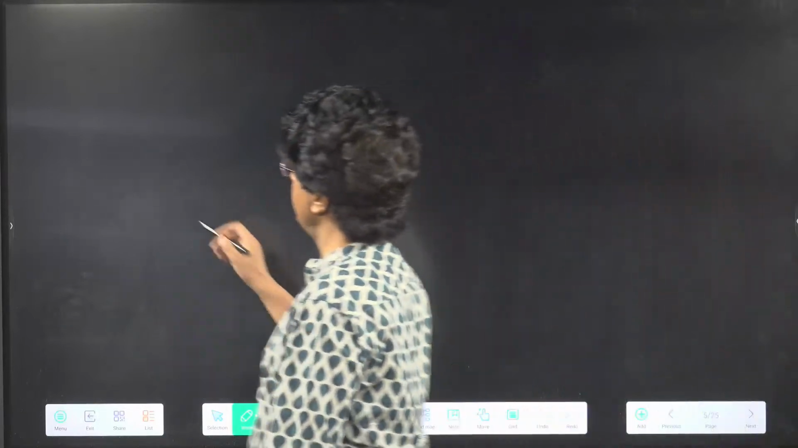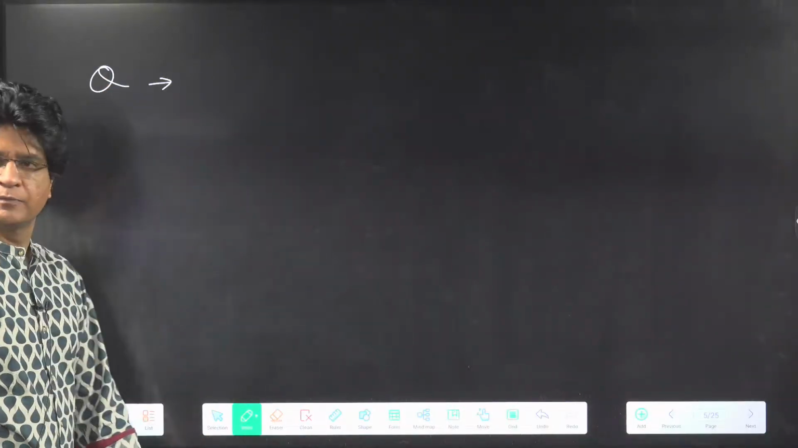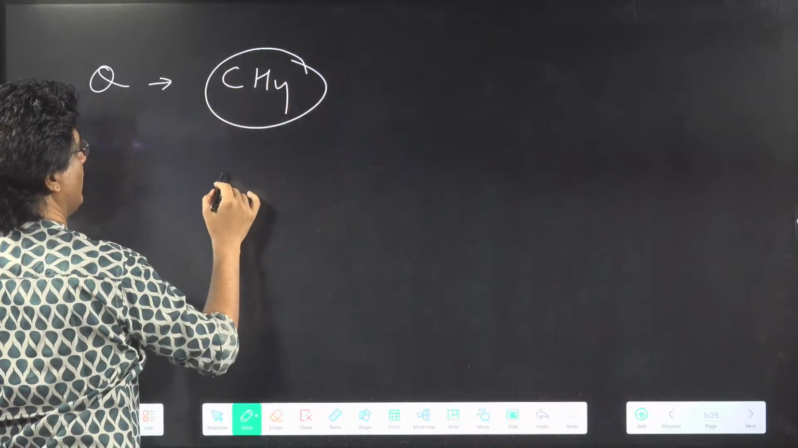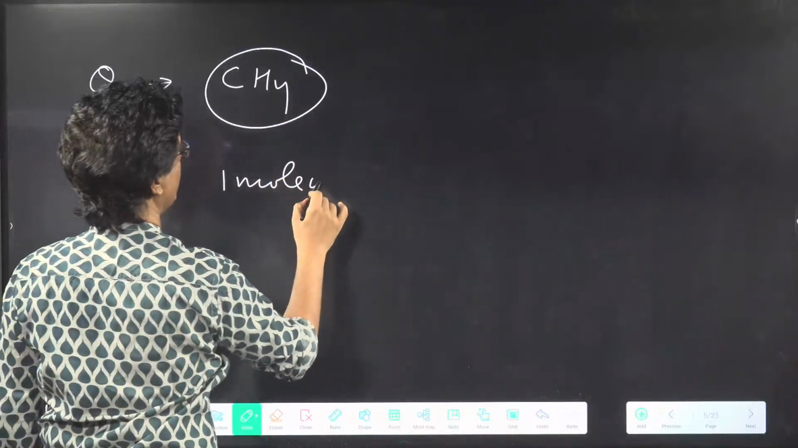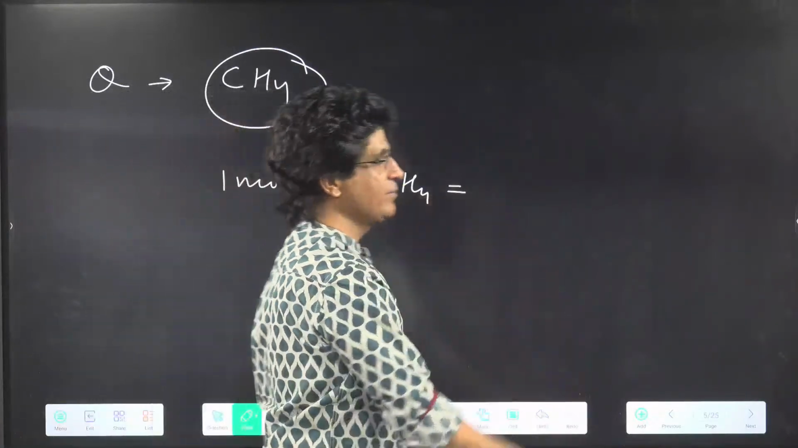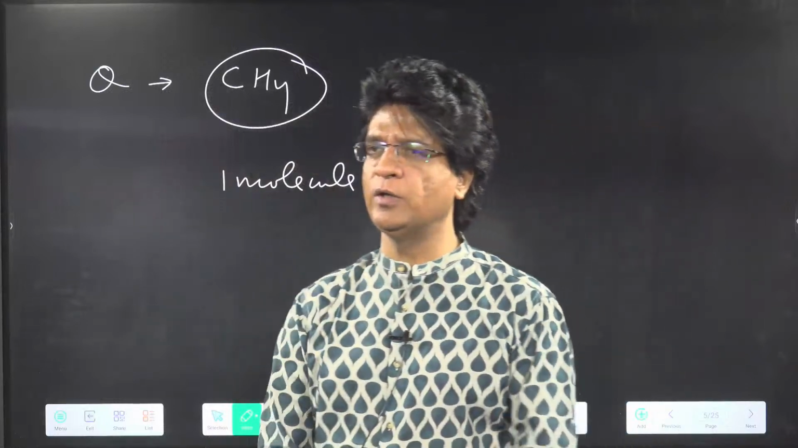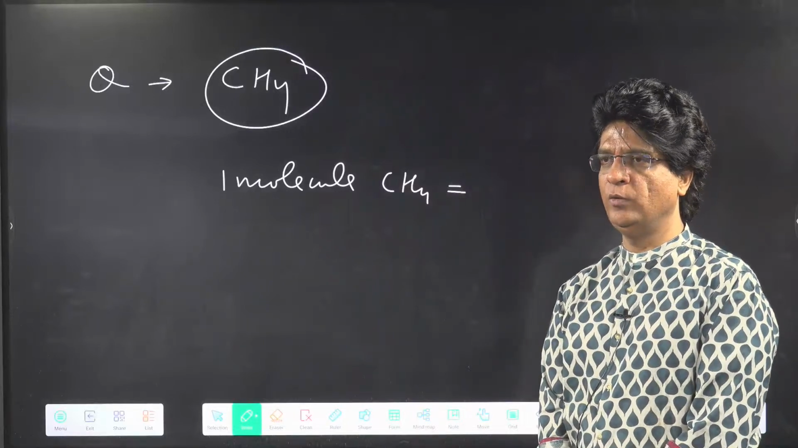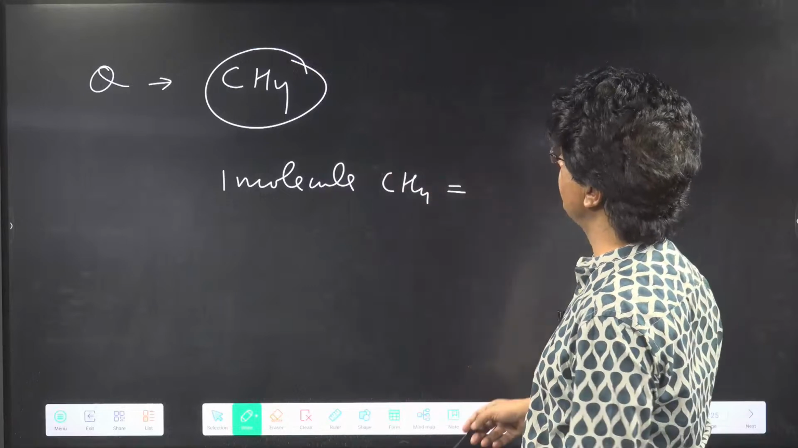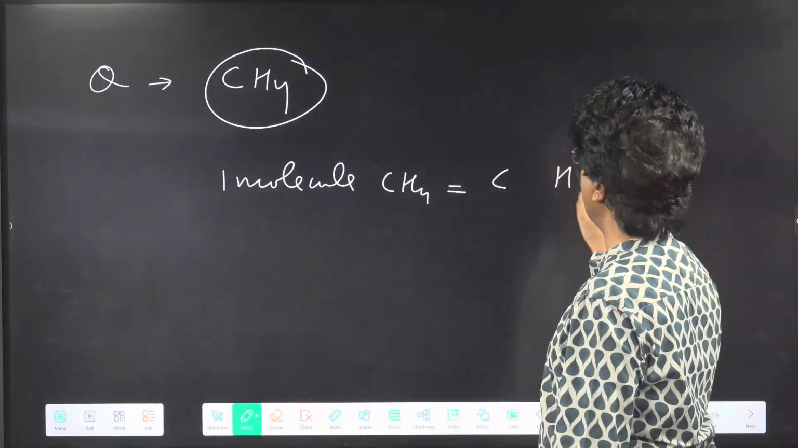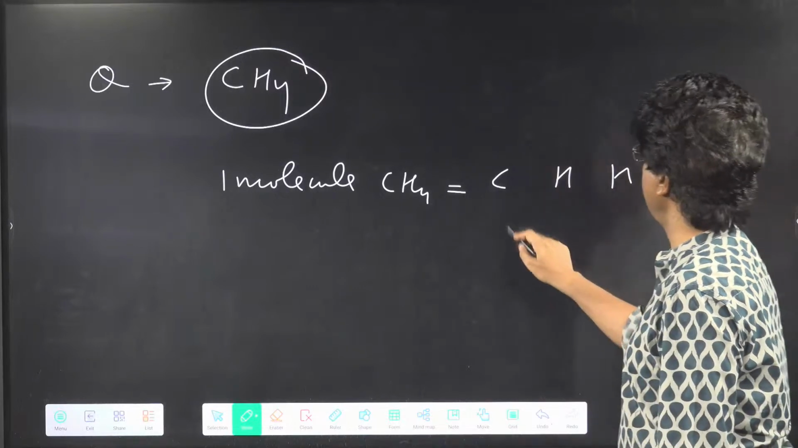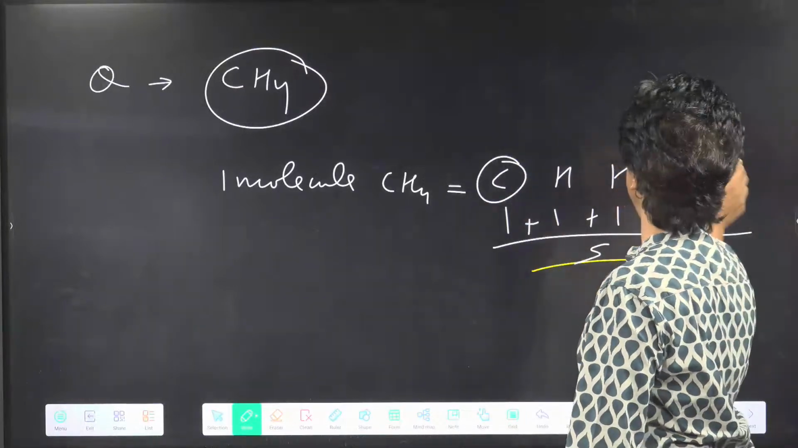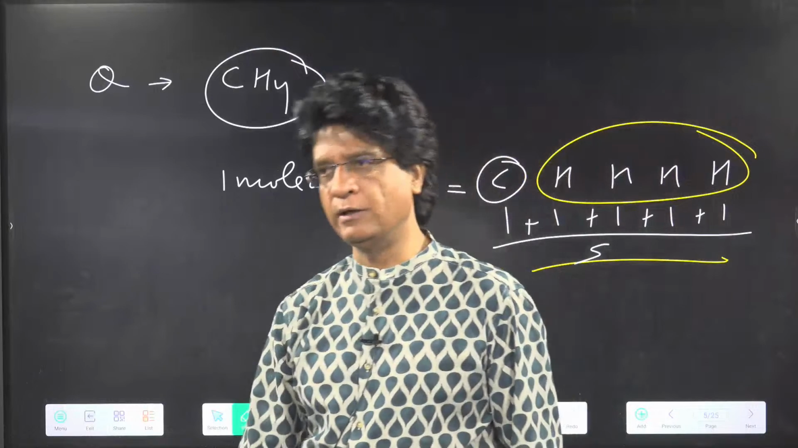Good. Now let's look at a slightly different problem. Suppose I take CH4. If I take one molecule of CH4, how many atoms are there? In one molecule of CH4, you see one carbon and hydrogen are 4. So 1 plus 1 plus 1 plus 1 plus 1, the total becomes 5. One carbon and 4 hydrogen. Total becomes 5. Remember that.